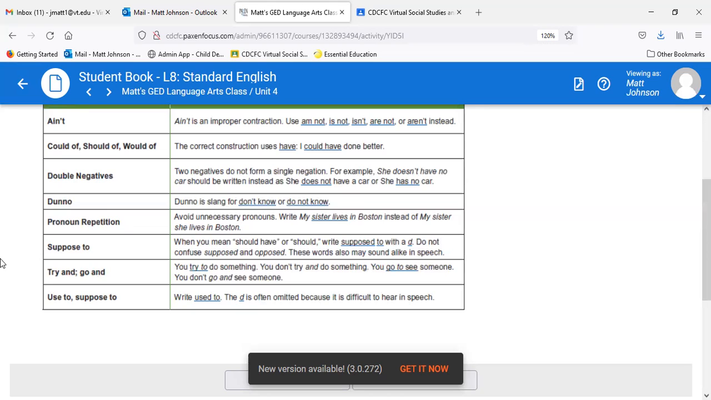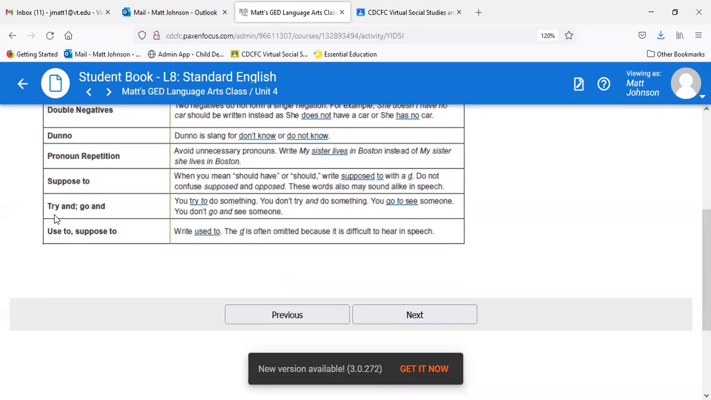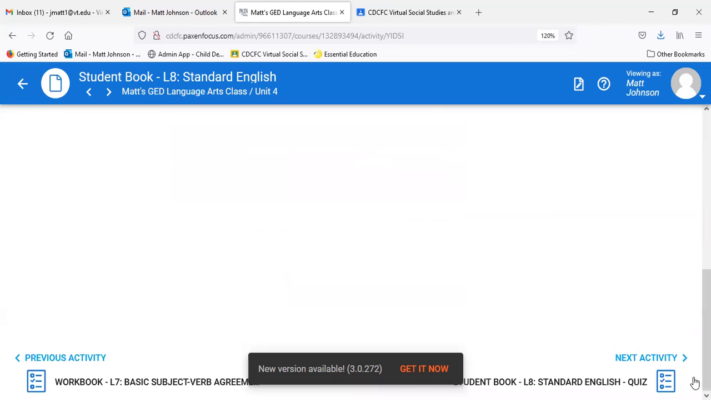And then right there at the end again, like I said before, "used to" and "supposed to." Make sure you use the D there at the end of "used." It's very easy, and a lot of that has to do with the way it sounds, the way we run words together, or the way we get a little bit lazy. Then we have to be careful that we don't let that seep into our writing as well. That's why we want to make sure we edit and review what we write.